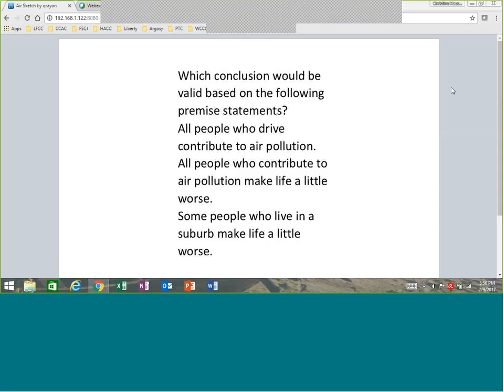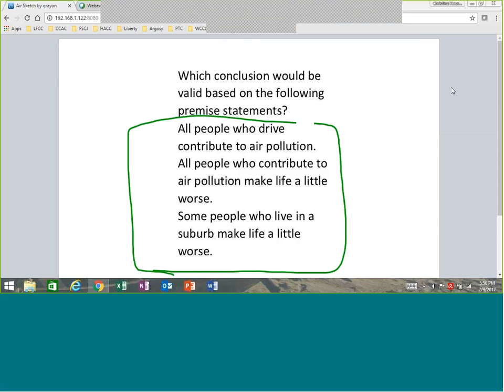Okay, so here we're going to have actually 3 premise statements, and then we'll look at each conclusion. These are all premise statements right here, so we can draw the diagram based on that. And then from there, look at conclusions to see which ones are valid or invalid. This way we're just dealing with one picture and not having to keep redrawing pictures, okay? So all people who drive contribute to air pollution. All people who contribute to air pollution make life a little worse. Some people who live in a suburb make life a little worse.